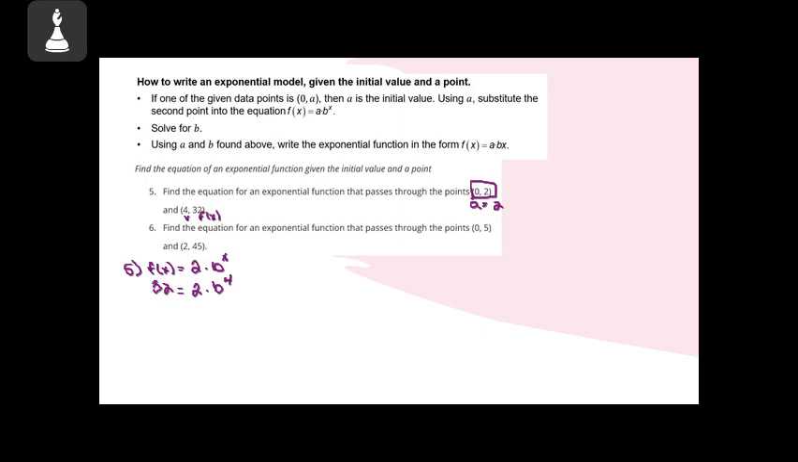So we're going to divide both sides by 2. That gives me 16 equals b to the 4th. What that's asking is, what number to the 4th power gives me 16? The other thing you can do, if you don't know that, is because this is the 4th power, take the 4th root of 16.